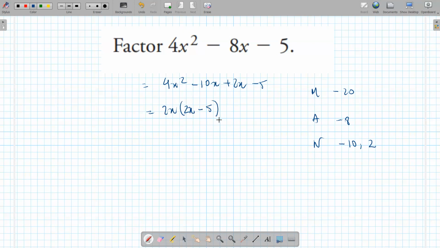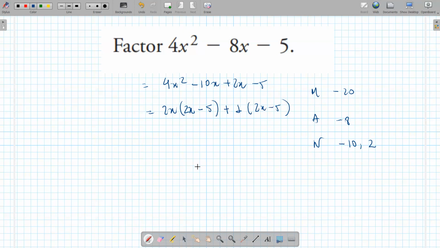If you can't pull anything out, just keep it. Okay, always pull out a 1, because you're going to need the second bracket, and you need both brackets to be the same. So if you can't pull anything out, which will happen many times, just pull out a 1.